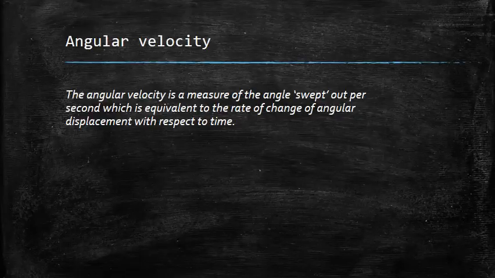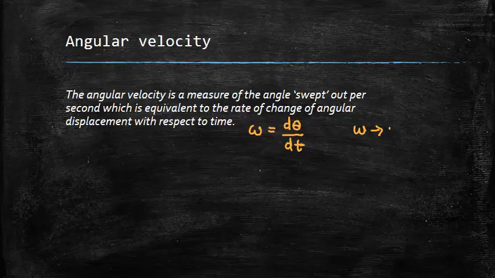The angular velocity is a measure of the angle that is swept out per second. If we think about that in terms of linear speed, we would think about the distance travelled per second. Here it's the angle swept out per second, and that's equivalent to the rate of change of angular displacement with respect to time. The symbol for angular velocity is omega, which is a sort of curvy looking w. So if that's equal to the rate of change of angular displacement, we can write that as d theta with respect to time, which gives us dt. And the units for omega are radians per second.